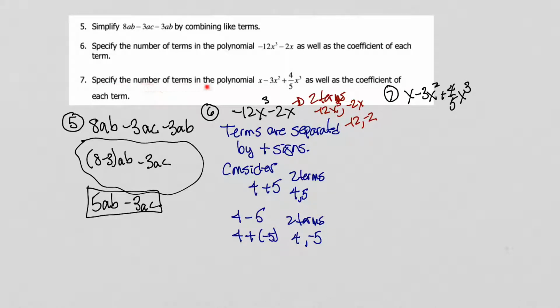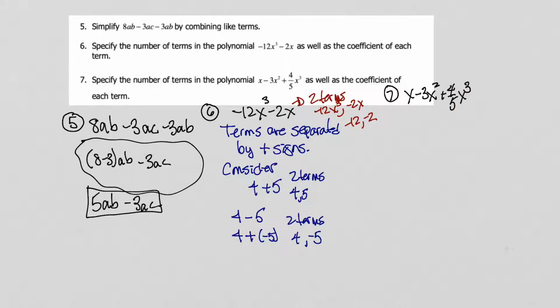What we want to do here in 7 is to specify the number of terms again, as well as the coefficient, just like we did in number 6. Now, how many terms are there? Here's one. Here's another one. Right, I'm going to take the sign along with it. And here's another one.